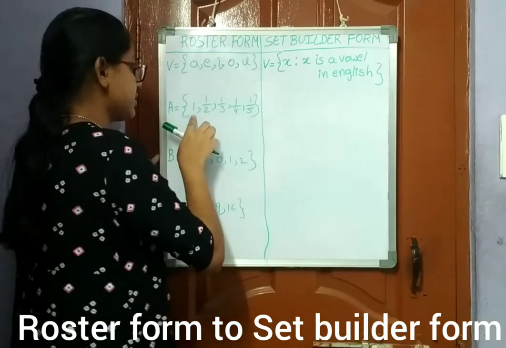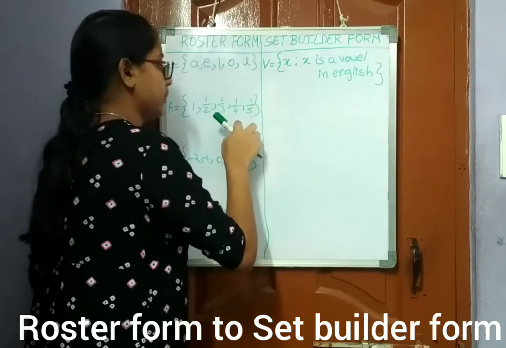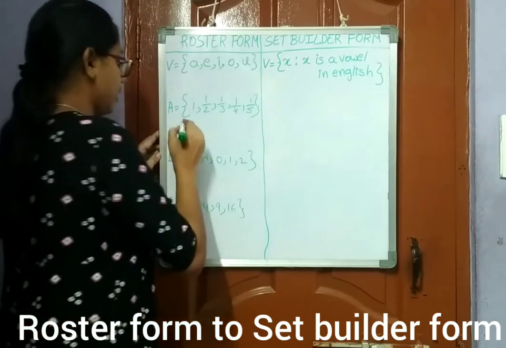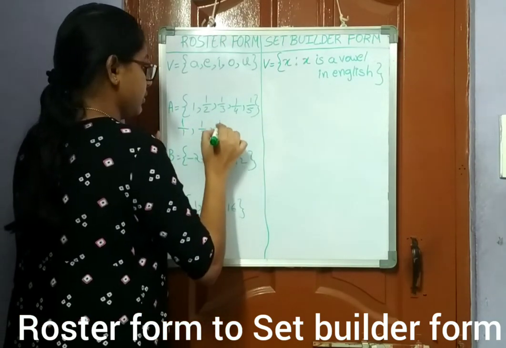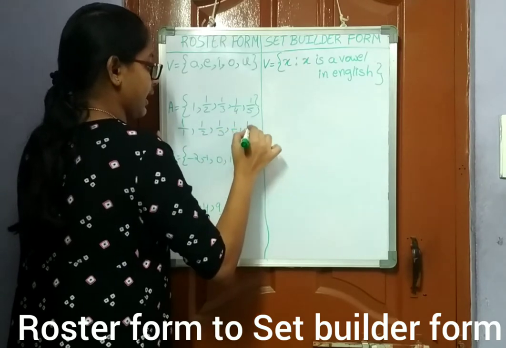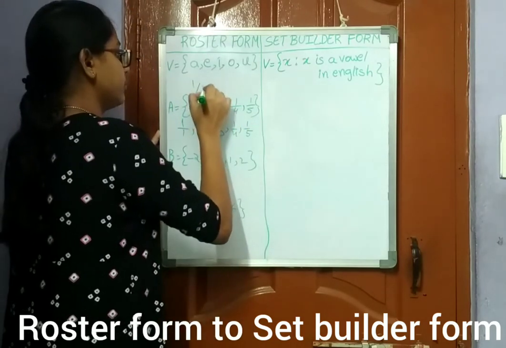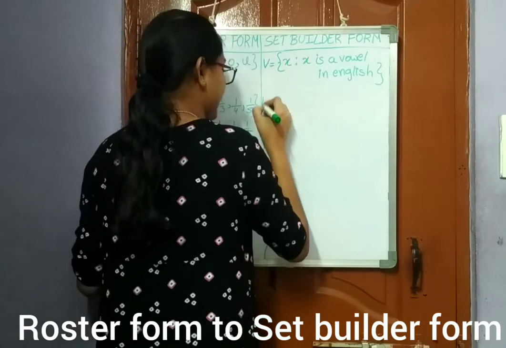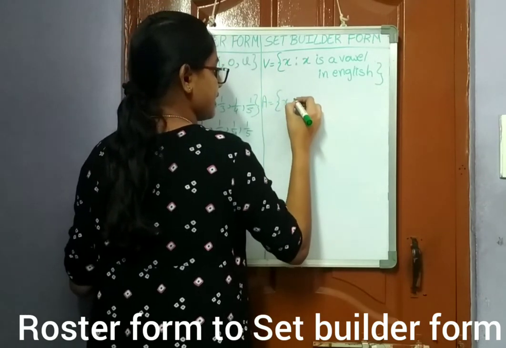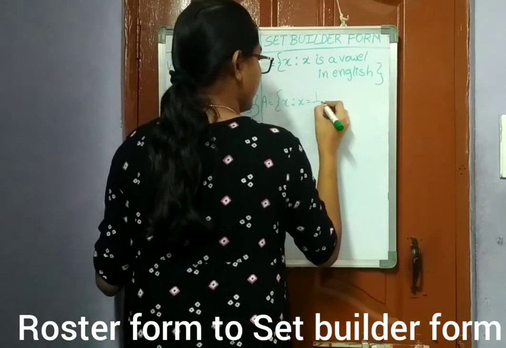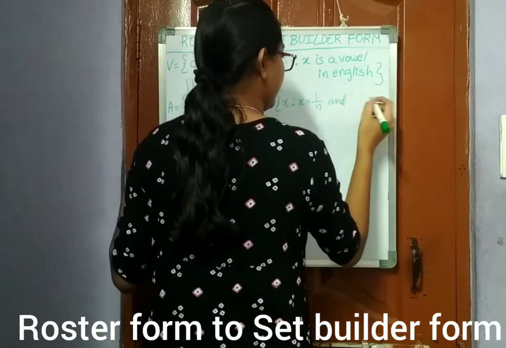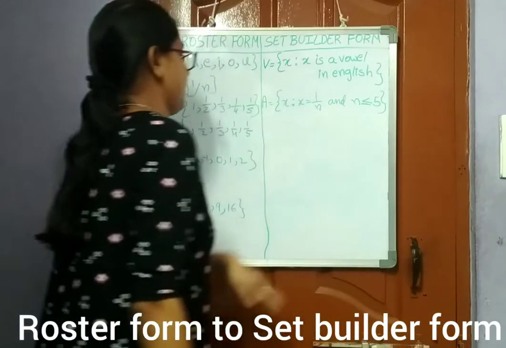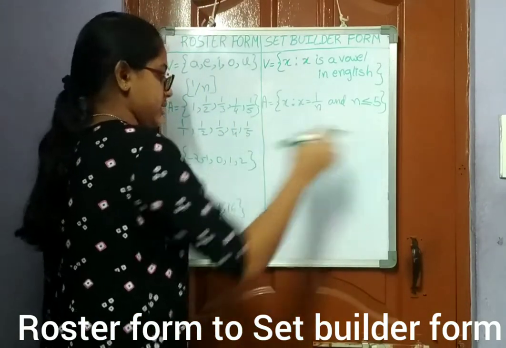Similarly, this is 1, 1 by 2, 1 by 3, 1 by 4 and 1 by 5. As you can see, there is a pattern in the denominator, that is 1 by 1, 1 by 2, 1 by 3, 1 by 4 and 1 by 5. So, this is similar to 1 by n. So, the roster form and set builder form of A will be X such that X equals 1 by n and n is less than or equal to 5. All these numbers satisfy this condition.